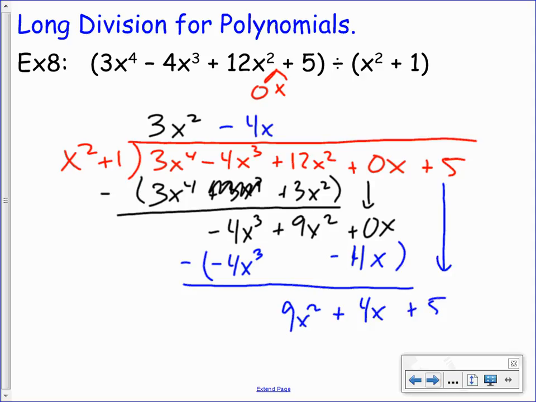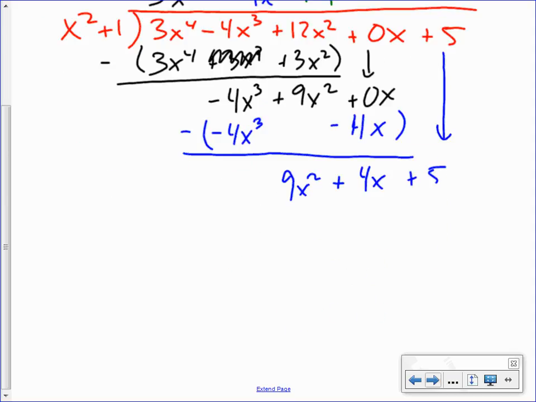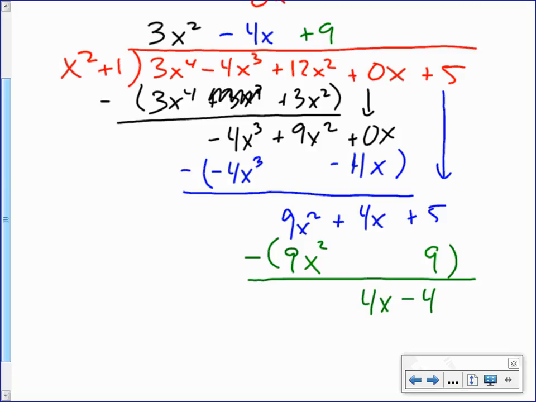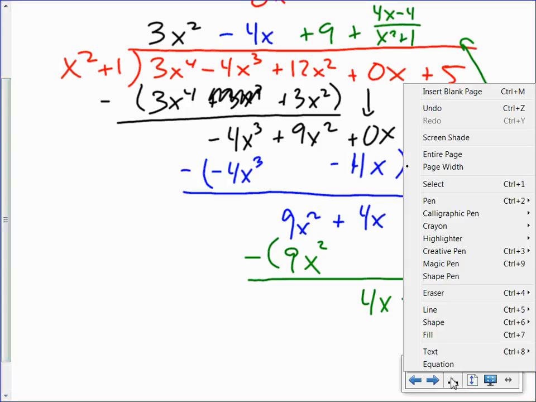Plus 9. I feel like you're getting this. Fake it till you make it. 9x squared. 9 times 1 is 9. So what do we got? 4x minus 4 is our remainder. So bring it up to the top, and it would just be 4x minus 4 over x squared plus 1.